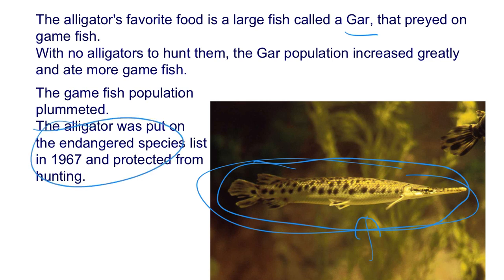So the alligator was then put on the endangered species list and protected from hunting for that reason. And then the gar population went back down, and the sports fishing industry became happy again because that population of game fish increased because of the decrease in the population of the gar.